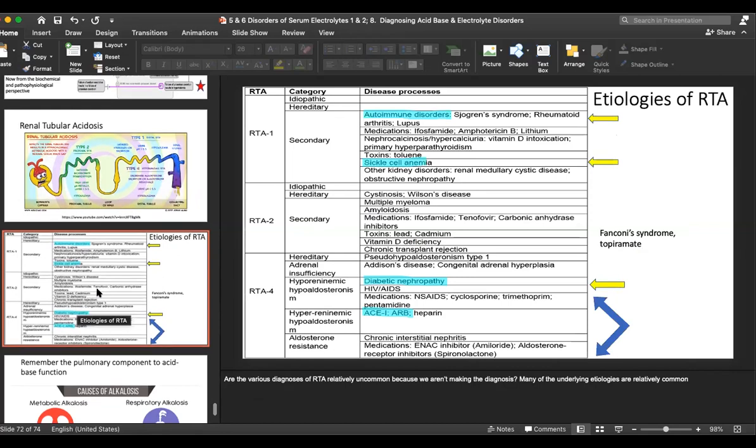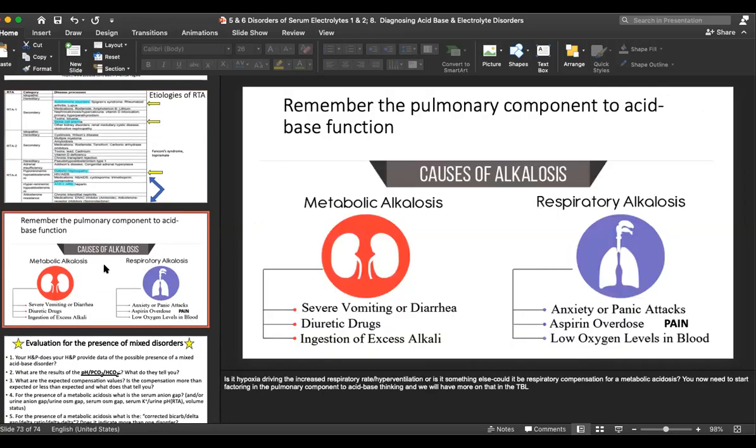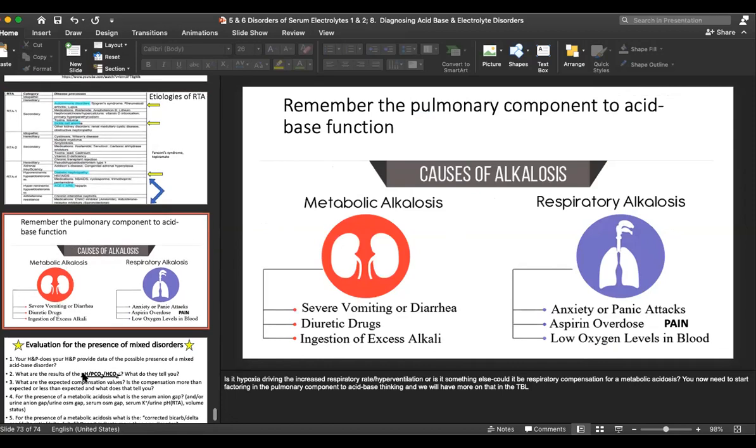Okay. RTA type 1, I would know autoimmune disorders can go along with 1, as well as sickle cell. Type 2 is probably not as important to know. And then type 4: diabetic nephropathy, and then ACE inhibitors and ARBs. That's probably the ones I would know. So there's going to be a pulmonary component to the acid-base function. So remember that, don't forget about that.